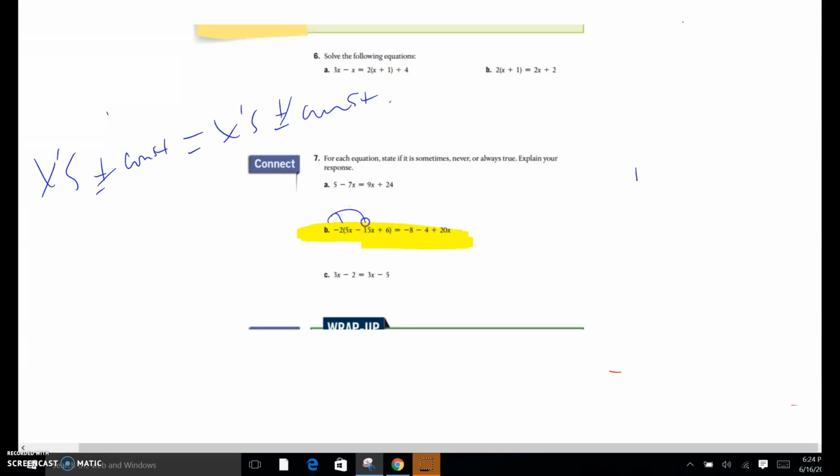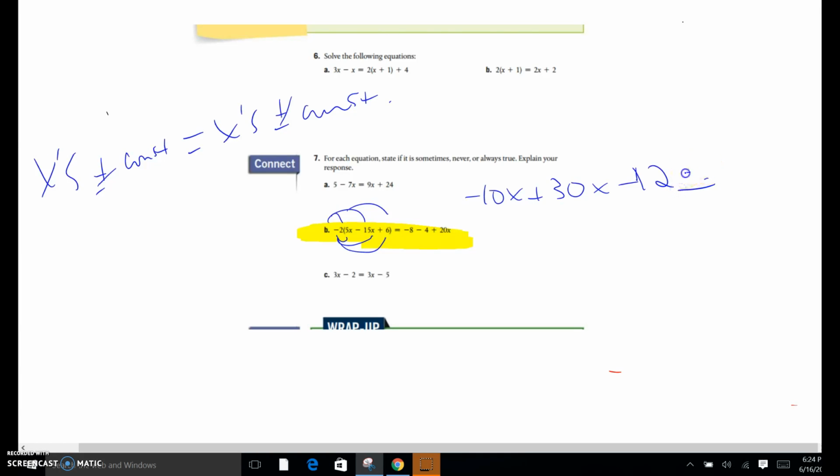So I'm going to distribute that. So that gives me what? A negative 10x, positive 30x, and then what, minus 12? So let me double check. Negative 10x, positive 30x, and negative 12.